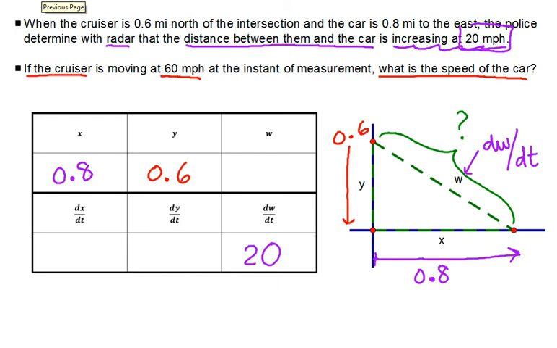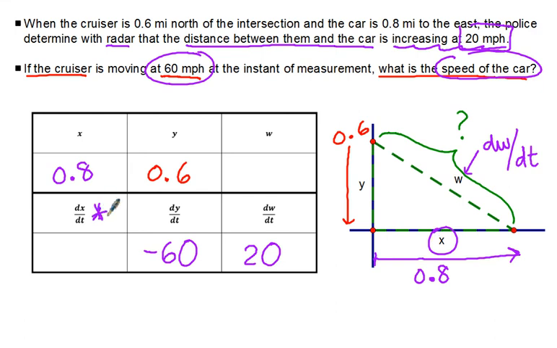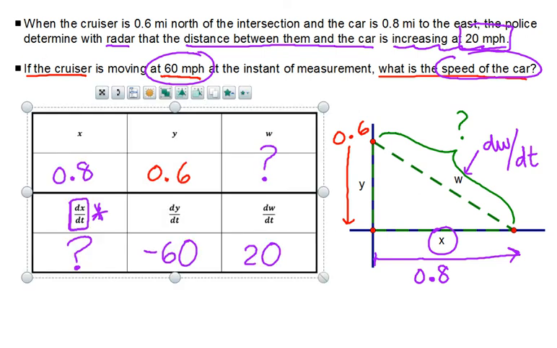Okay, so let's bring that into play. The cruiser's moving at 60 miles per hour, and we've just discussed how the rate of change is negative, knowing that it's getting closer to the intersection. The speed of the car would be like how fast x is changing, which is the rate of change of x with respect to t. And that is specifically the quantity that we're asked to find. Okay? So that leaves me with an unknown value of w, and then we're seeking a value of dx/dt. All right, so let's pop over, and I'm just going to grab this screen and paste it over here.